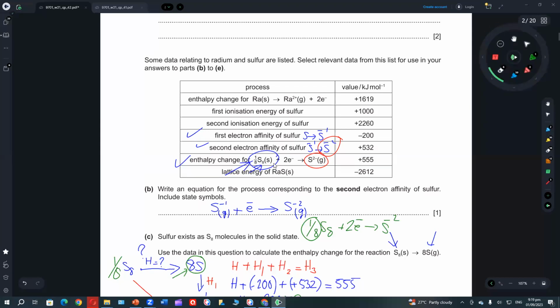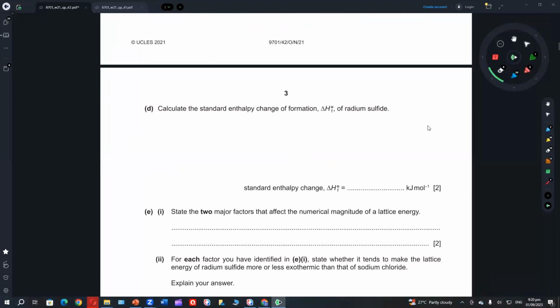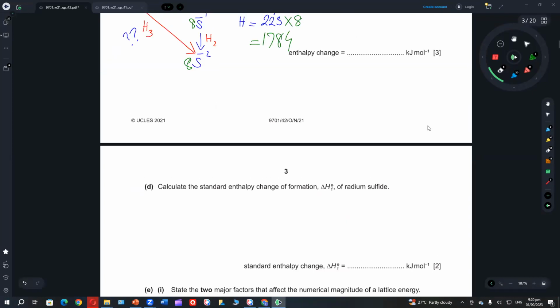Let me rub it because we have to select equations. We have to make an equation. We have to make a word triangle. I have rubbed it. Now I need an equation first for my title: standard enthalpy change of formation of radium sulfide. Radium sulfide means RaS. So can you help me writing the equation?